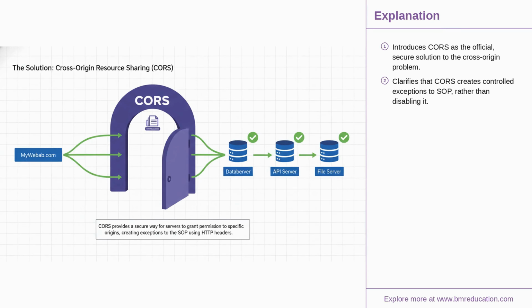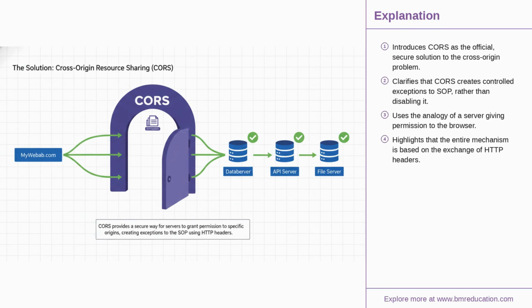And so, we arrive at the solution: Cross-Origin Resource Sharing, or CORS. CORS isn't about disabling the Same Origin Policy, it's about creating a safe and controlled set of exceptions to it. It's a mechanism that allows a server to explicitly tell the browser, "It's okay, I trust this other origin. You can let it access my resources." This is all handled through a conversation using standard HTTP headers. Let's see how that conversation begins.